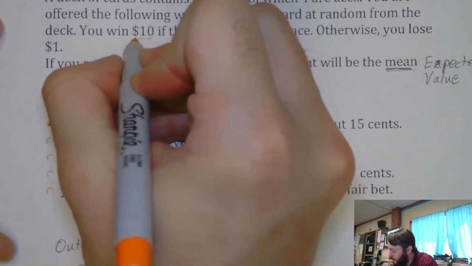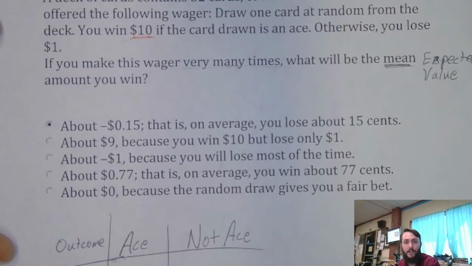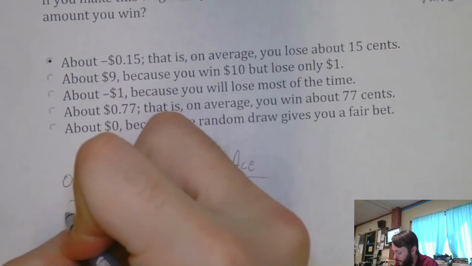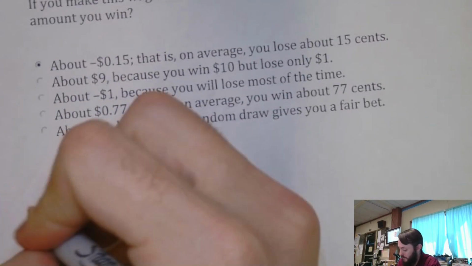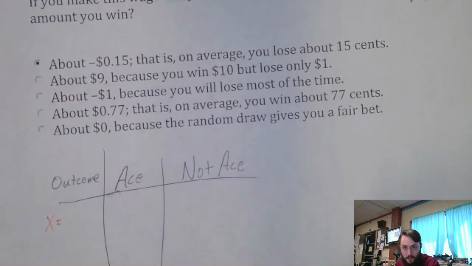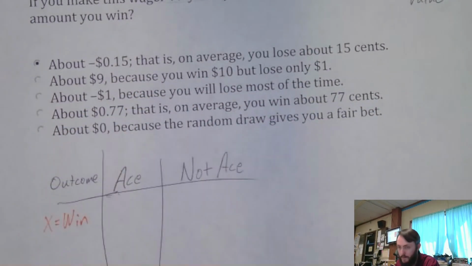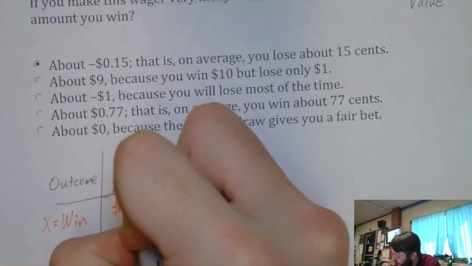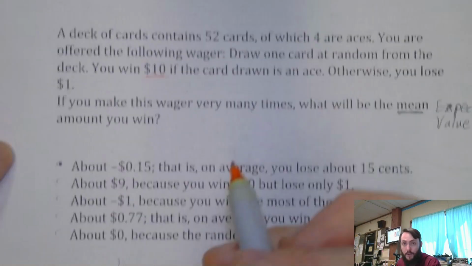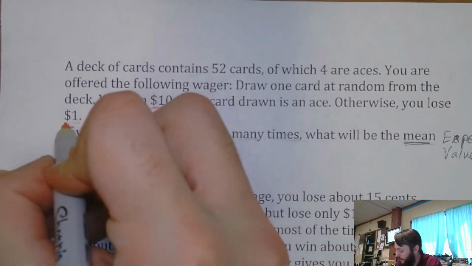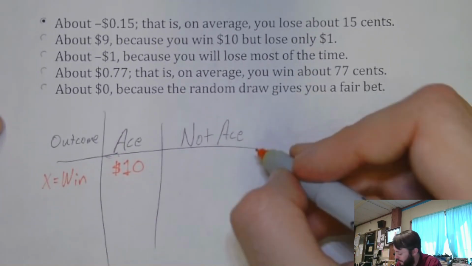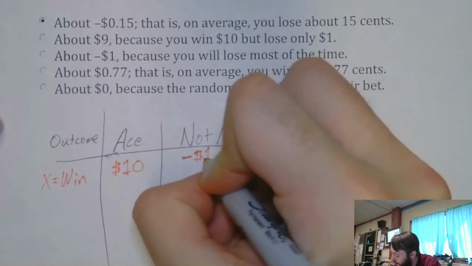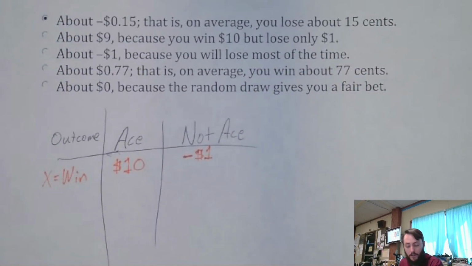So here we're talking about winning $10 if it's an ace. So we could call a random variable saying, how much are we winning? Well, if we have an ace, we win $10. And if we get anything else, we simply lose $1, which means from our perspective, the amount that we win in this case is negative $1.